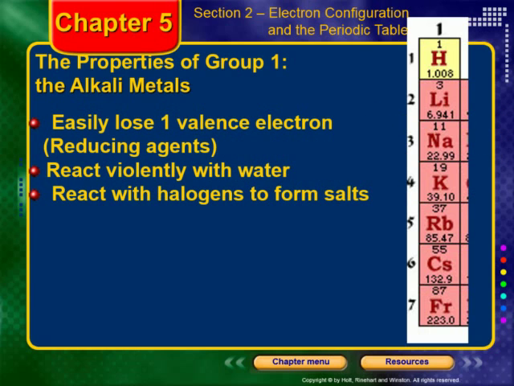Alkali metals, group 1, they're known because they all lose 1 valence electron. Remember, Mendeleev grouped his elements in terms of similar chemical characteristics. This group here has similar chemical characteristics. Why? Because they all lose 1 valence electron, which means they're all reducing agents in the same way. Because of that, they react violently with water. They also react with halogens to form salts. Now, you know what halogens are right now. You don't know what salts are in terms of chemistry, but you will in the future.